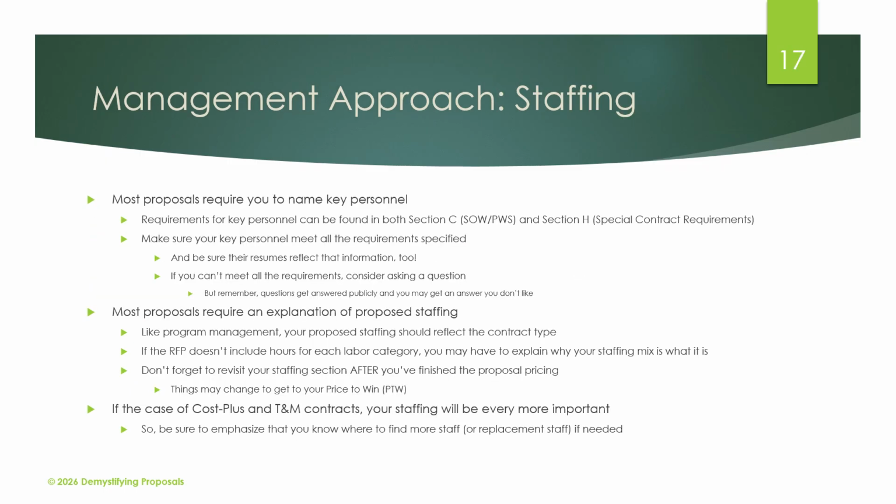Most proposals, regardless of contract type, usually require you to name key personnel. The requirements for key personnel can be found in both Section C, the statement of work or the performance work statement, and Section H. So don't forget to look in Section H, which is special contract requirements. Make sure that your key personnel meet all of the requirements specified, and be sure their resumes reflect that information too. If you have any questions about that, we have other trainings on how to do resumes and how to make resumes compelling. Refer to that information.